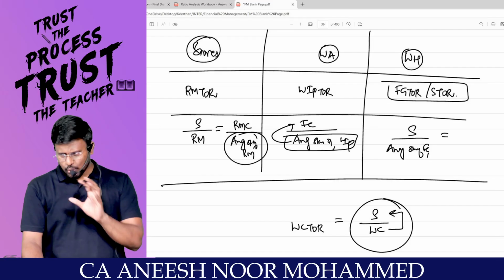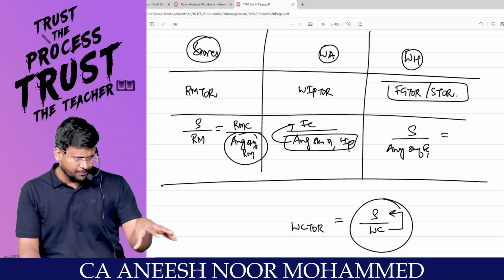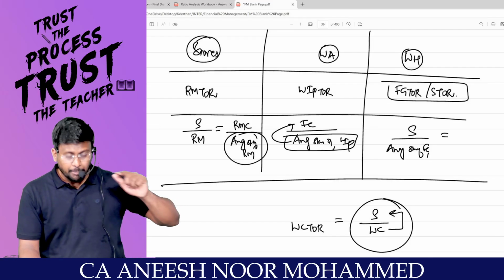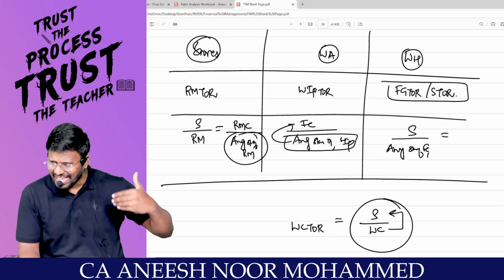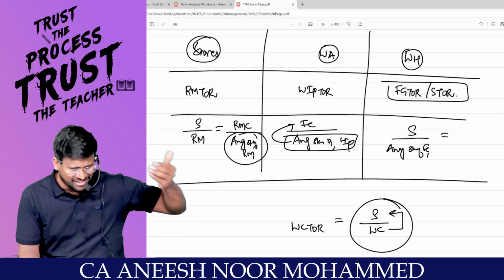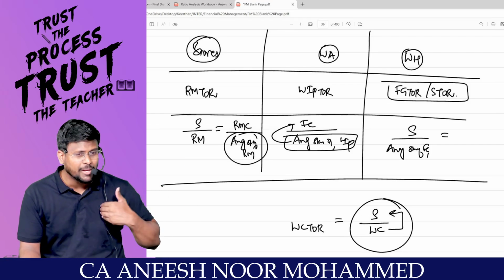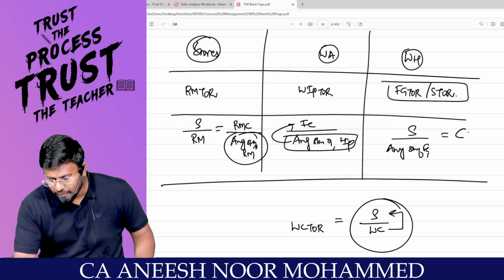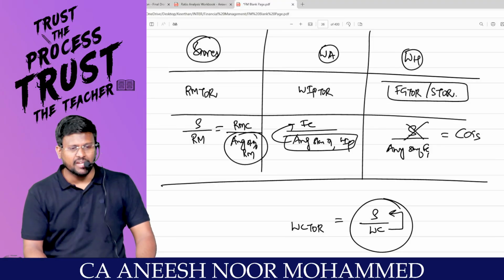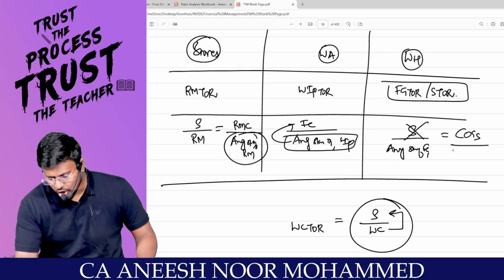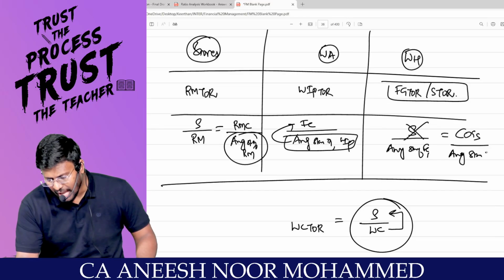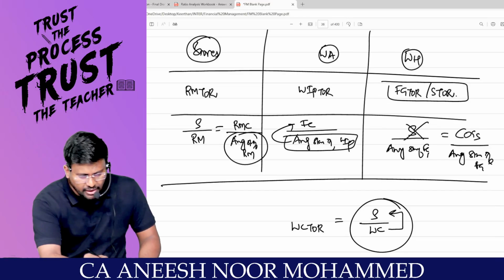Actually, finished goods is for sales only, but sales include profits. Profit is an extra amount which I am getting as a return. That will not mark my performance, right? So I will not take sales. Instead, I will take the cost of goods sold. That's why cost of goods sold divided by average stock of finished goods.